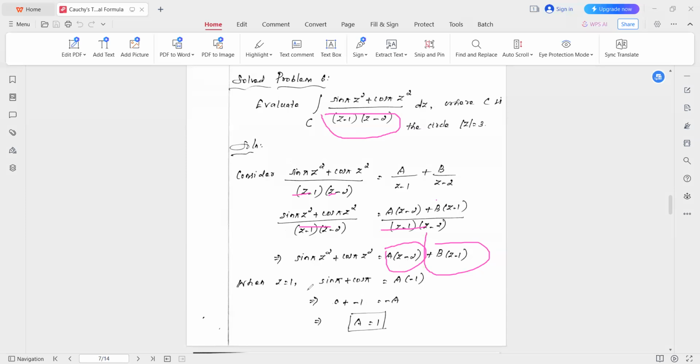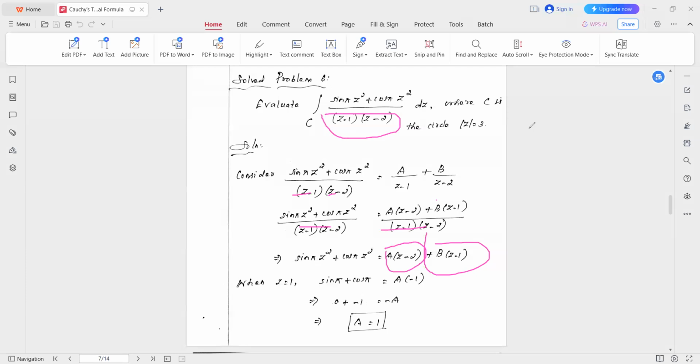So when we substitute z = 1, the left hand side becomes sin π(1)² + cos π(1)², which is equal to A(1 − 2) + B(1 − 1). What is the value of sin π? We all know that sin nπ in general is equal to 0. So sin π is always 0. So cos π, what is the value of cos π? We know that cos π is equal to −1.